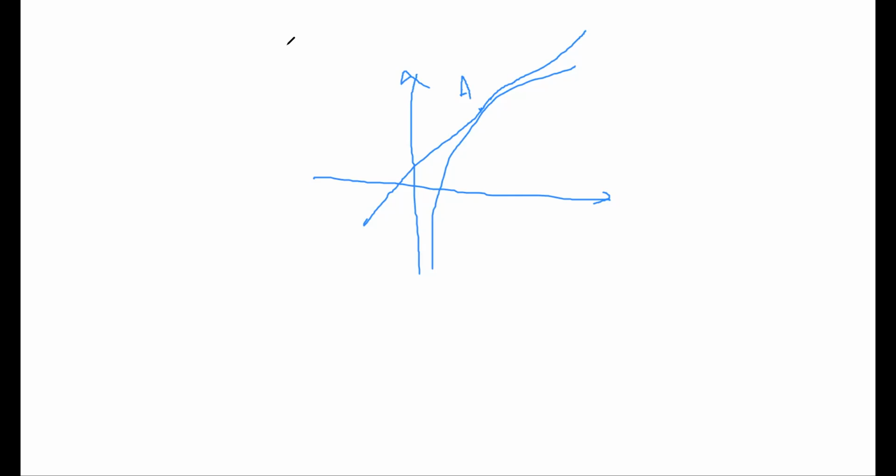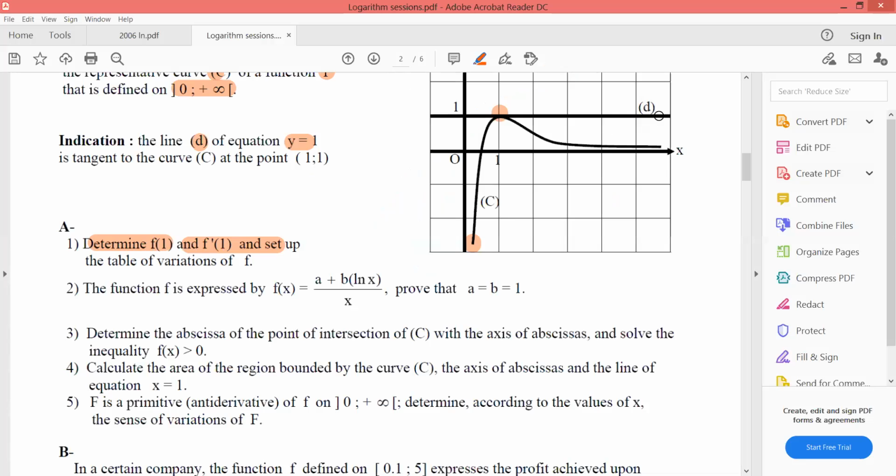We can use here the slope. What is the slope of this line? Any line parallel to the x-axis, how much is its slope? Every line parallel to the x-axis has a slope equal to 0. So f prime of 1 equals 0 because it is equal to the slope of the tangent. You can use the slope.